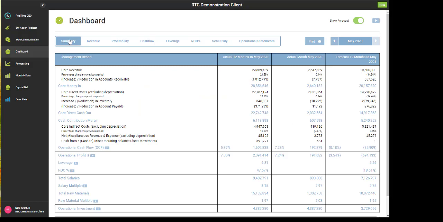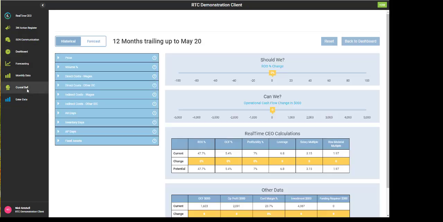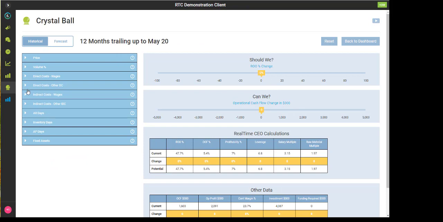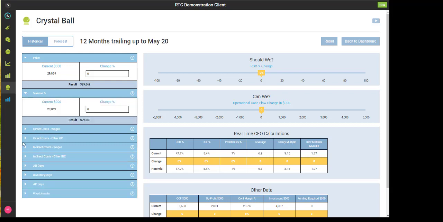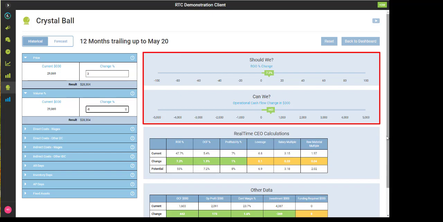2 other modules that I would like to draw your attention to. The first is the crystal ball. The crystal ball is an incredibly powerful tool that is designed to validate decisions for us, to tell us what would happen to our business if our levers were changed. And we can change 1 or up to 8 levers, and it will determine the impact in real time as these levers get changed. And what we have done is to connect the words should we and can we to our 2 primary measures of return and cash flow to determine whether this decision is going to make our business stronger.